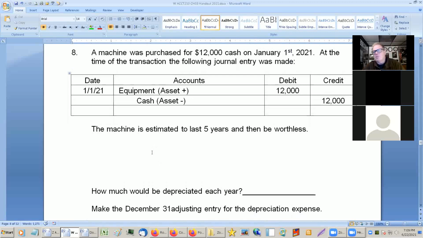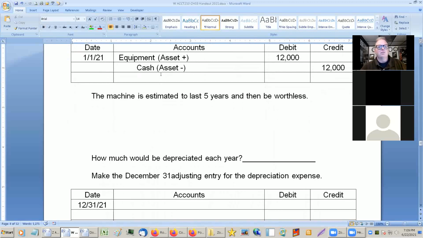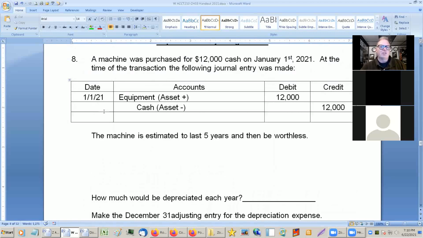And this one's kind of the same thing. Versus for 12,000. Last 5 years going to be worthless.